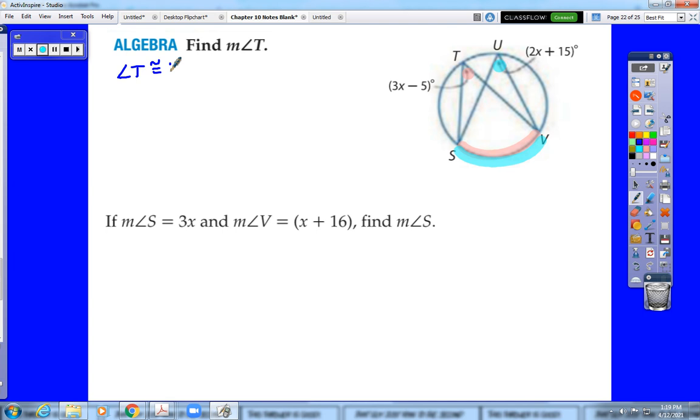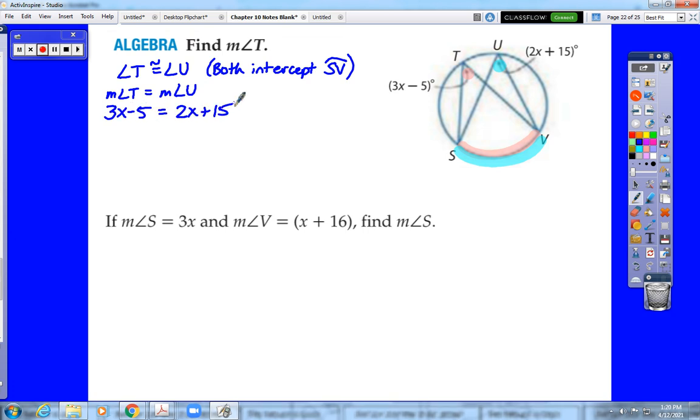Angle T must be congruent to angle U because both intercept arc SV, which means they have to have the same measure because they're each exactly half of that arc. Yes? So what we're going to do is say that their measures have to be equal, which means 3x minus 5 has to equal 2x plus 15.